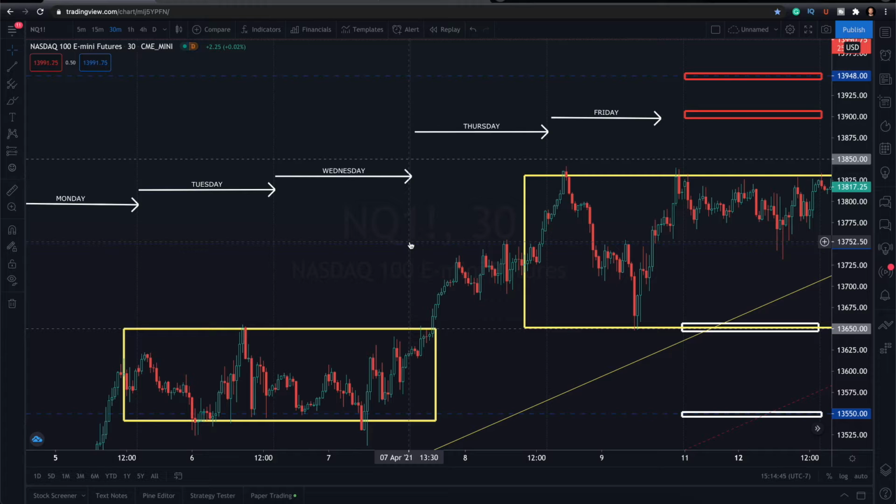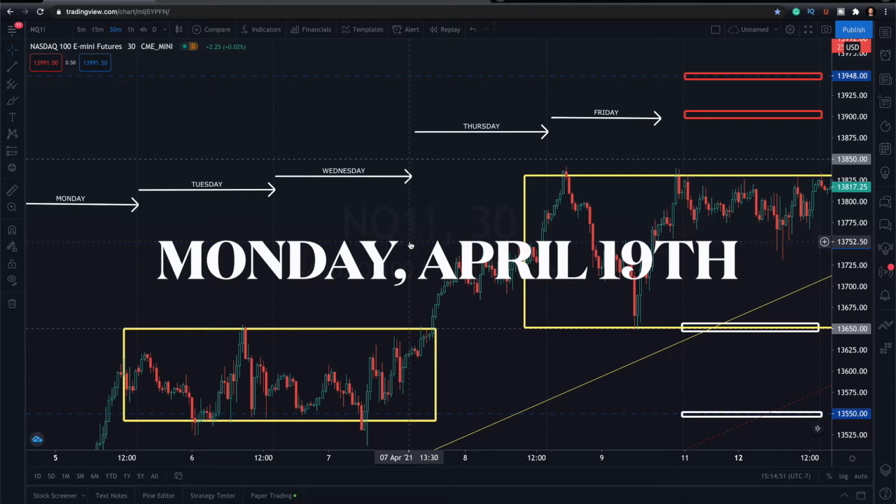And my job is very important, and that is to help us identify the best trading levels for tomorrow, which is going to be Monday, April the 19th.